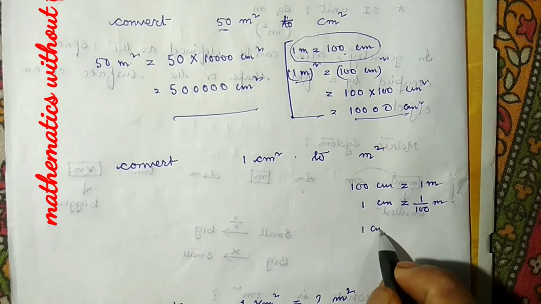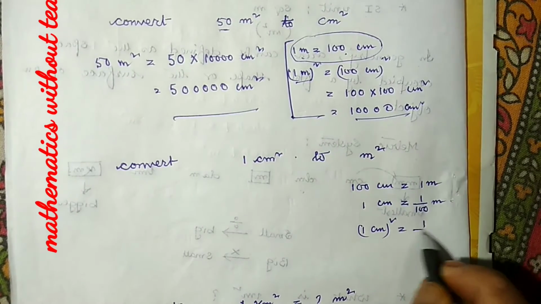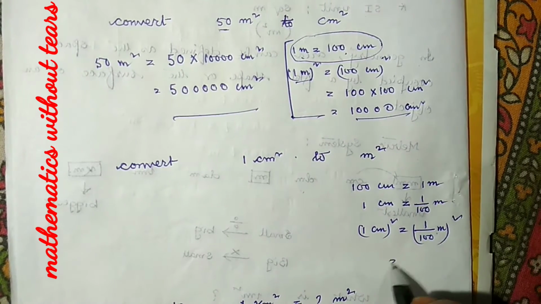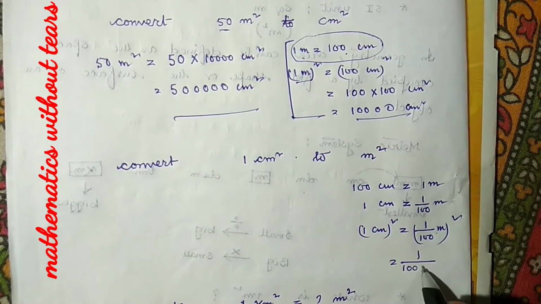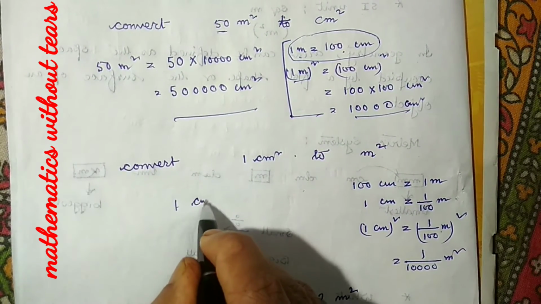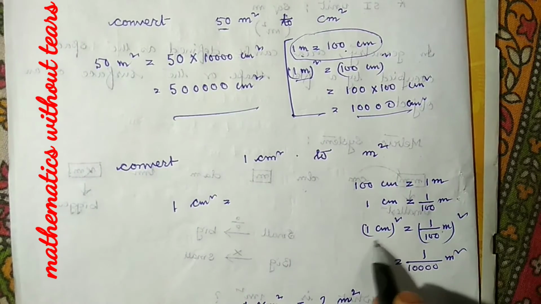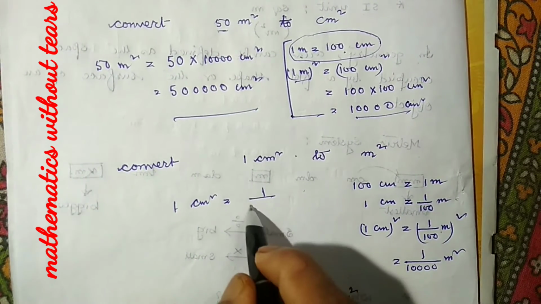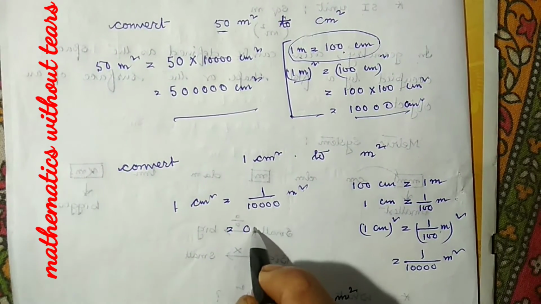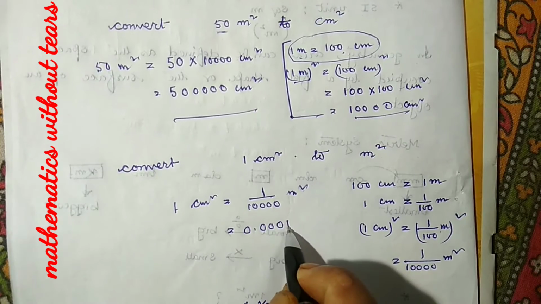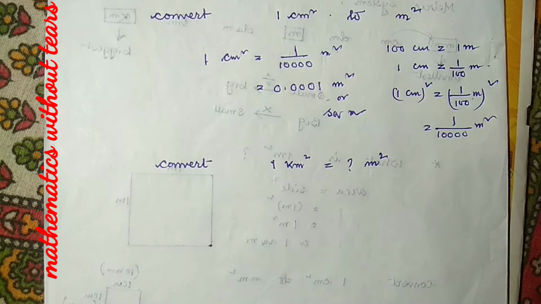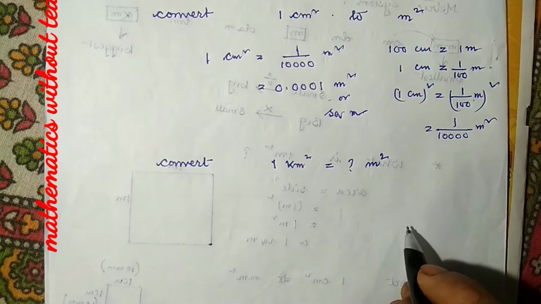So if I write 1 cm square, what I am going to get? 1 by 100 meter whole square. Or I can write 100 square is 1, 2, 3, 4 zeros meter square. Clear? So 1 cm square is 1 by 1, 2, 3, 4 zeros meter square, which can be written as 0.0001 meter square.